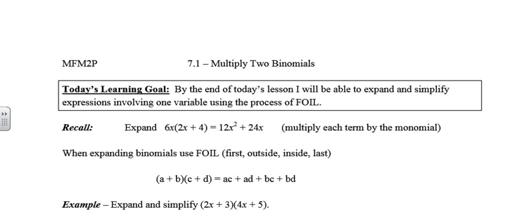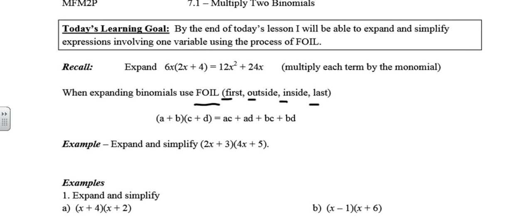Okay, we're going to learn a process to multiply two binomials together, and it's called FOIL. And FOIL is an acronym, so here's FOIL. FOIL stands for first, outside, inside, last, right? F-O-I-L. So what it means is you've got two brackets and you're multiplying the first one by the first one in the other bracket. That's what F stands for. So A times C. So that's F.